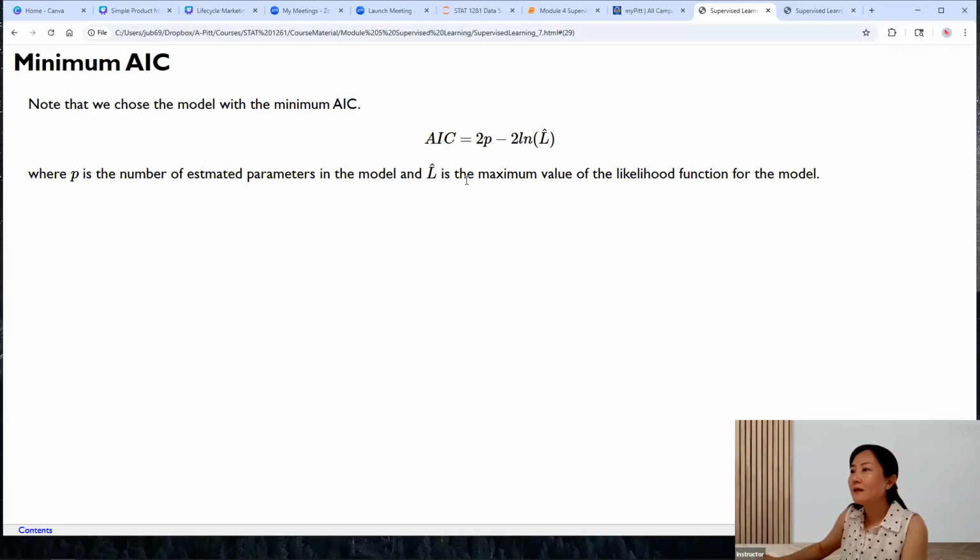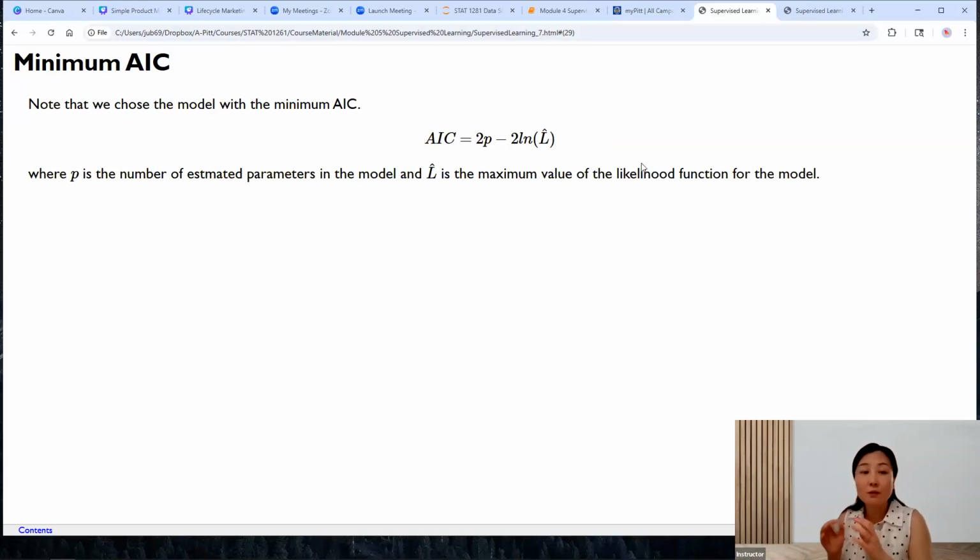And then L hat is the maximum value of the likelihood function for the current model. Because at each stage, it will still use, for example, the least square method to find the beta 0 hat all the way to the last slope. And then it used that to estimate the likelihood of observing X given Y. So L hat also changes from model to model. With a different number of variables, it has a different likelihood.